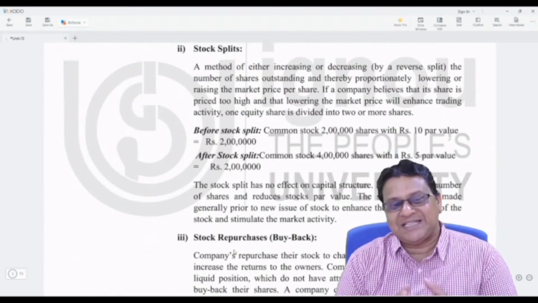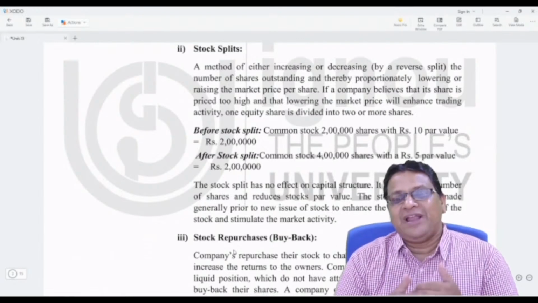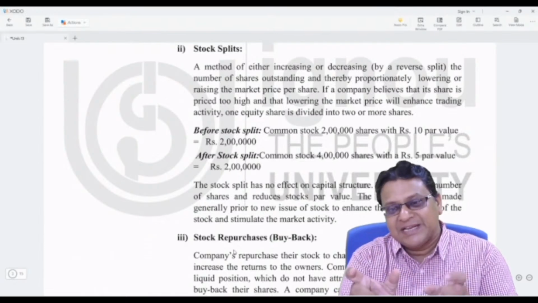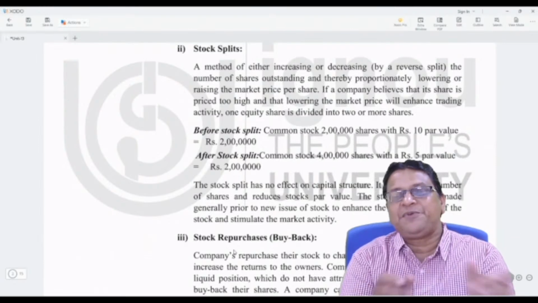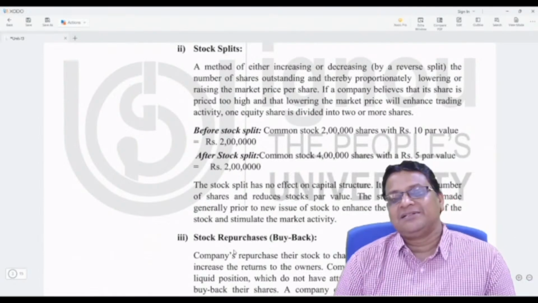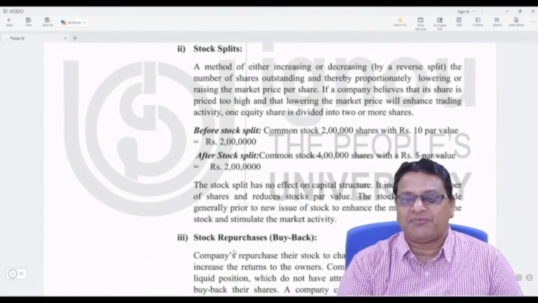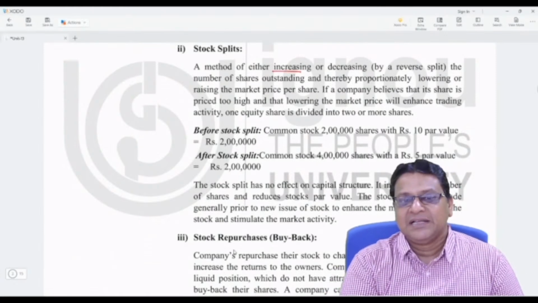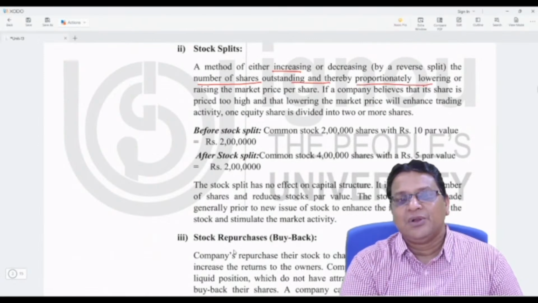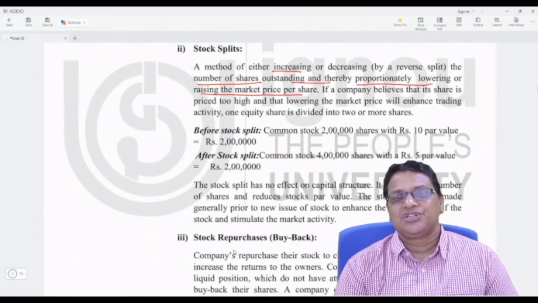Suppose a company's share has a market value of 2000 per share, and its par value is 10 rupees per share. So a 10 rupees share can be split into 2 shares of 5 rupees, or into 10 shares of 1 rupee. This is known as stock split. It is a method of increasing the number of shares outstanding and thereby proportionately lowering the market price per share. And this is known as stock split.